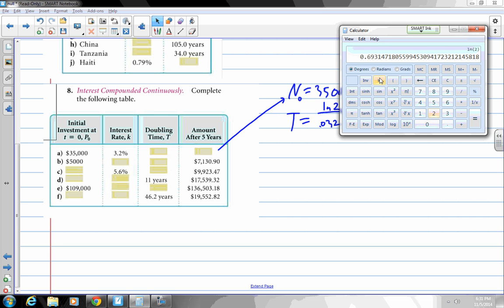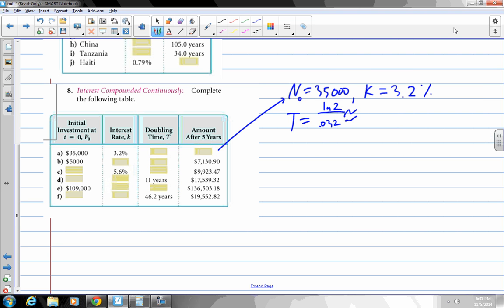So ln of 2 over 0.032, so 21.66. And the amount after 5 years, so that's again, there's no equation there. I just have to plug everything in. 35,000 e to the power rate times time, which is 5. So that I can just plug into my calculator.